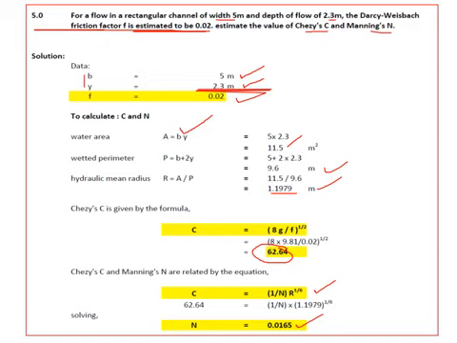So this problem gives a relationship between C and n given the friction factor 0.02. So given the channel section, you are able to calculate the hydraulic mean radius. Using the hydraulic mean radius, you are able to calculate n.